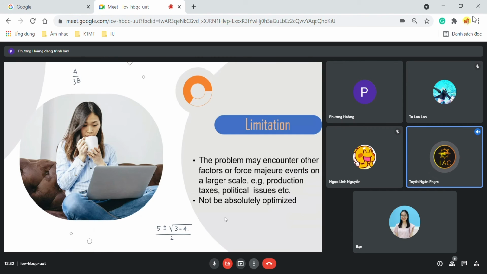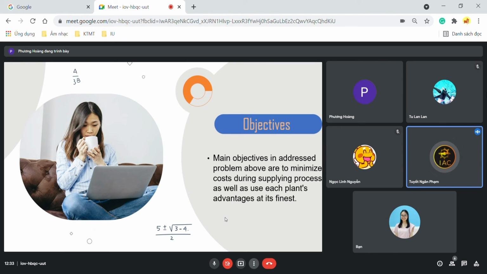And as for the limitation of this project, the problem is narrowed down already, and in reality, it may be influenced by many other factors. For example, tariffs, additional fees, production rate, or even political issues. All of those factors can directly affect the way we build the function as well as variables. And for the objectives, as this problem includes different types of cost, the main purpose in building the models is to minimize total cost incurred and to optimize the allocation for plants and markets. Next up will be the mathematical model.